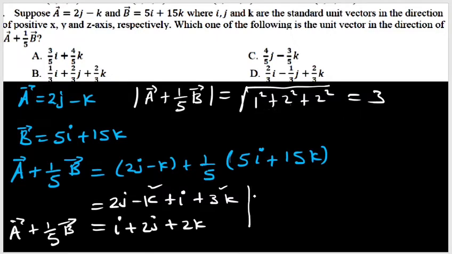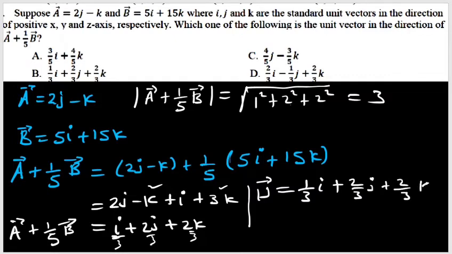Therefore our unit vector in the direction of a plus 1/5 b will be the i component 1 divided by 3, which is 1/3 in the i, plus the second one is 2 divided by 3. You divide each of them by 3 at the end. 2/3 in the j plus 2/3 in the k. That's going to be the answer, which is A.